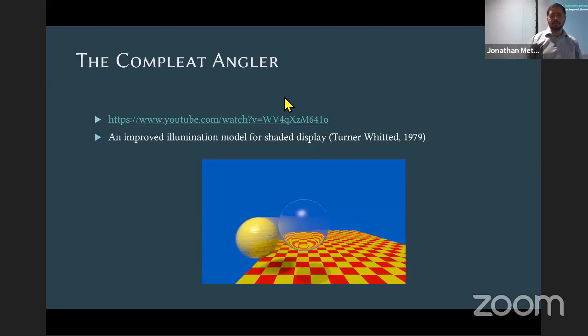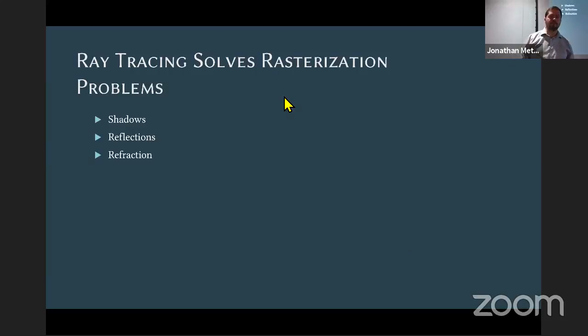So we looked at the complete angler, which was Turner Whitted's paper, An Improved Illumination Model for Shaded Display. This classic computer image demonstrated that you could solve three of the big problems that were happening in rasterization, which were shadows, reflections, and refraction. Those were three problems that had independent solutions, but none of them were working together. And even when you do rasterization today, it feels like you're piecemealing things together to work correctly, okay?